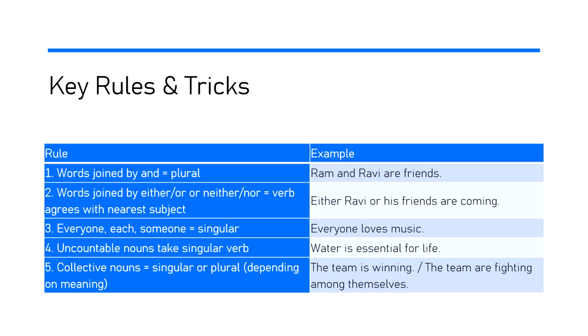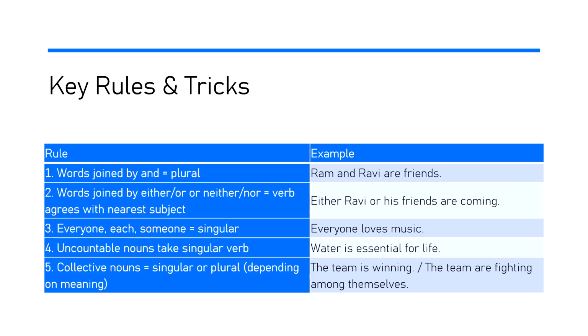Rule number two, when words are joined by either-or or neither-nor, the verb agrees with the nearest subject. Look at this. Either Ravi or his friends are coming. Since friends is closer to the verb, we use are. If it were either his friends or Ravi, we would say is coming. So remember, always check the subject right before the verb.